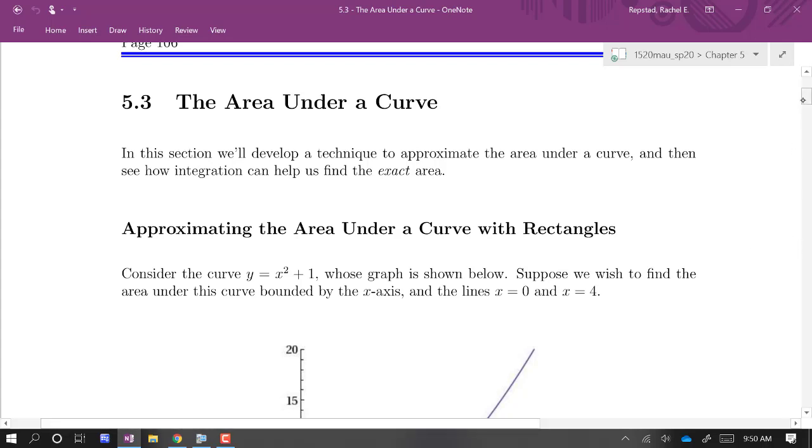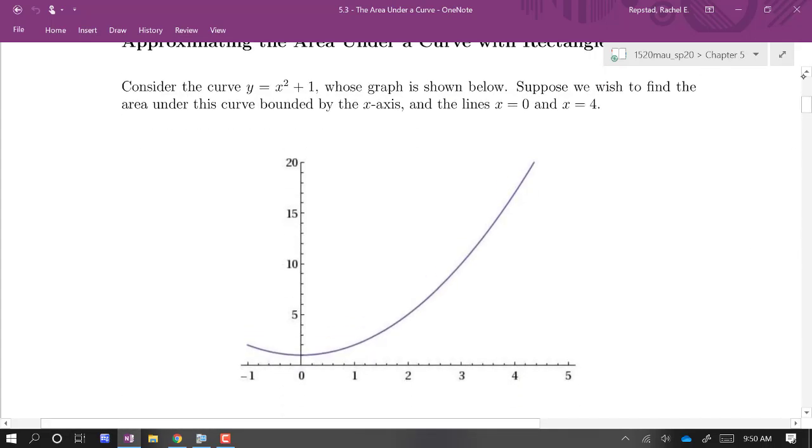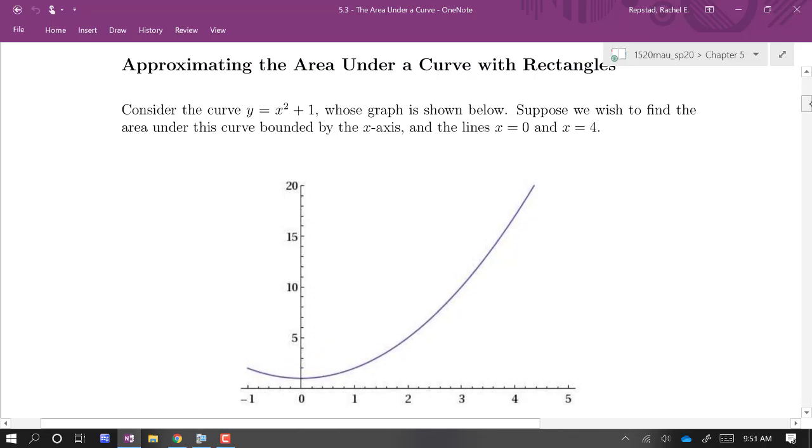So if we consider the following scenario, we have this function y equals x squared plus 1. Here's its graph, mostly in the first quadrant part of the graph. And let's suppose we want to find the area under this curve that's bounded by the x-axis and the lines x equals 0, x equals 4. So those are these lines here. Basically, we want to find the area of this region.